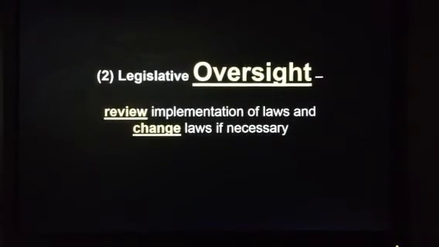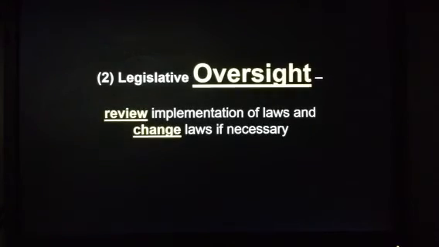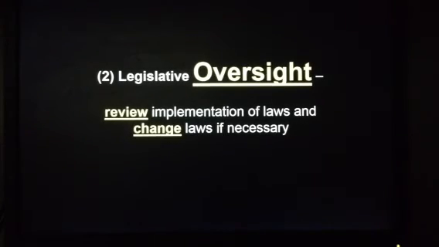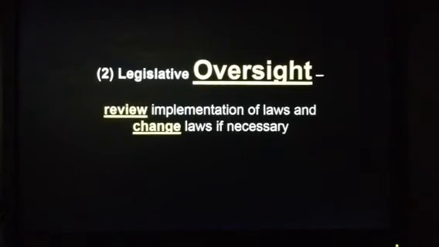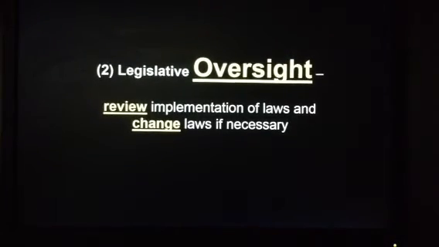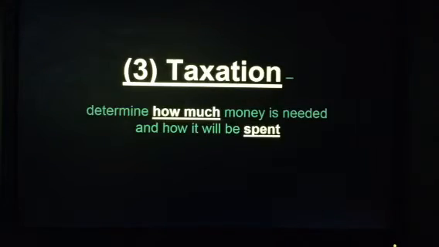Legislative oversight, a very important role of our General Assembly, is to review implementation of laws and make changes if necessary. Congressional oversight of the executive branch is also a very important responsibility at the national level. So oversight by the General Assembly, just like the oversight of Congress, is a really important responsibility.